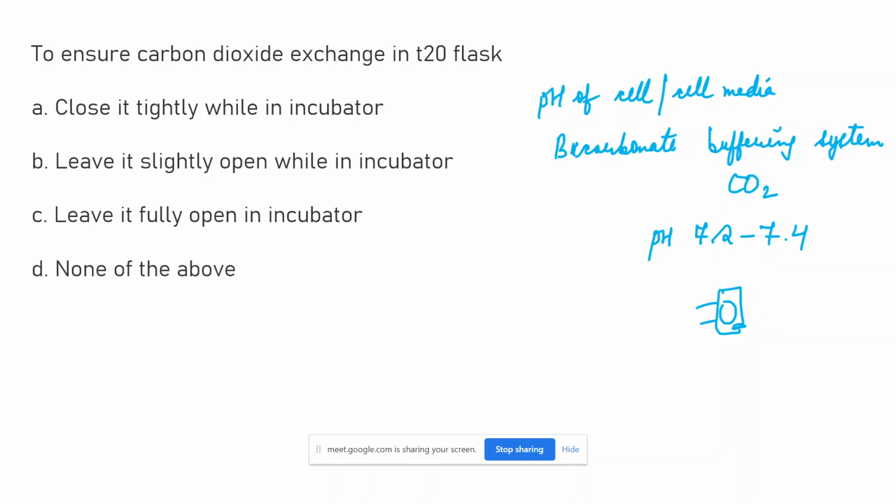So, I can see the answers. The correct answer is B. You will leave it slightly open in the incubator. You will not close it very tightly because then there will be no gaseous exchange. You cannot leave it fully open because then it will be prone to contamination. You have to leave it slightly open while it is in the incubator.